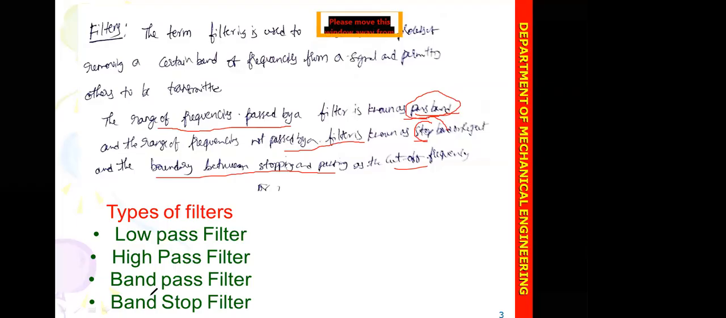Here, there are 4 types of filters: low pass filter, high pass filter, band pass filter, and band stop filter. These are the 4 filters. So now we'll discuss them one by one, all the filters.